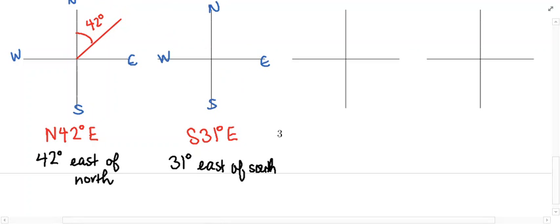So again, align yourself with due south, like this. And then we need to rotate 31 degrees towards the east. So maybe like that. This angle is going to be 31 degrees. So that's what that looks like. All right, couple more. Let me put my directions on both of these. Hang on a second. All right, so here we go.